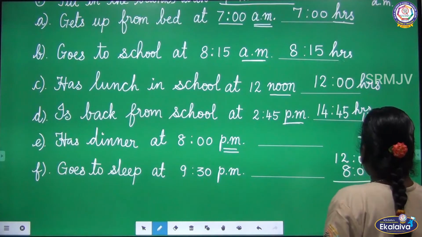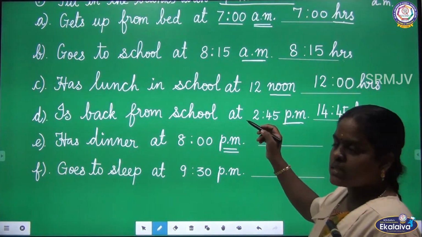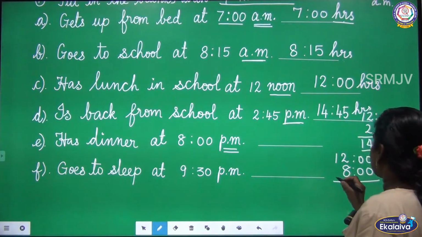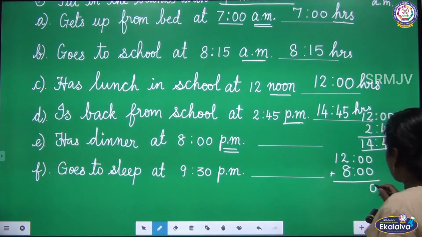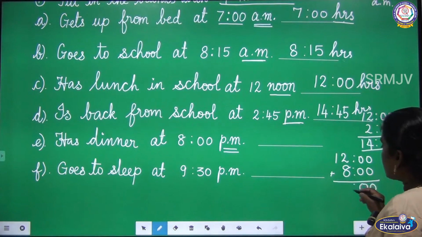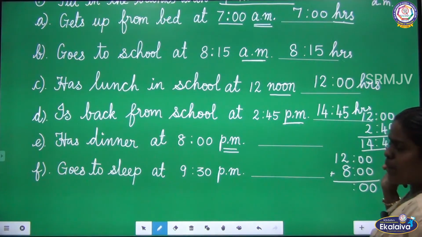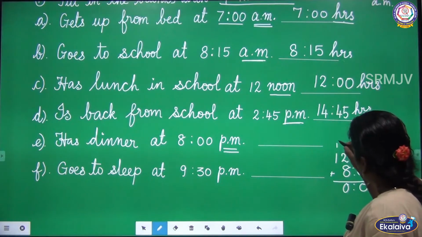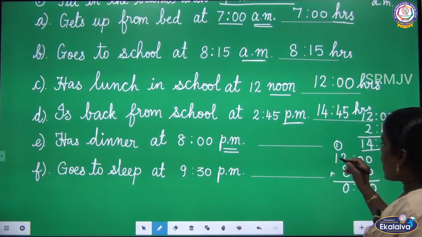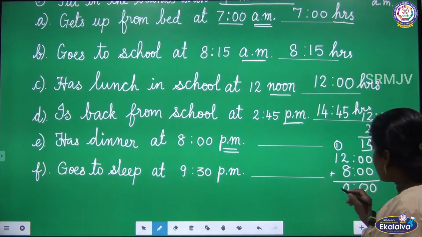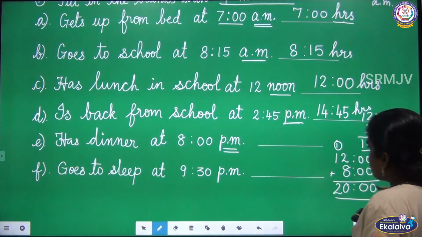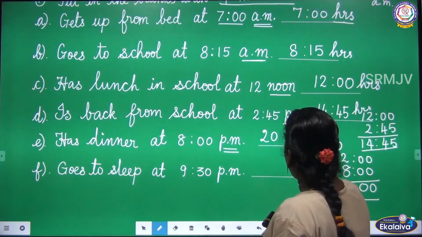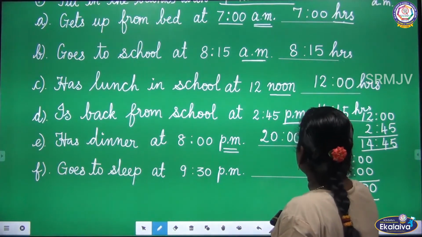If you want to convert p.m. into 24 hours, you just add 12 with the given number. 0, 0. Look at the addition, children. 2 plus 8, it is 10. 0 and 1 carry over. Now add 1 and 1. 1 plus 1, it is 2. So 8 p.m. equals 20 hours in 24 hours time.